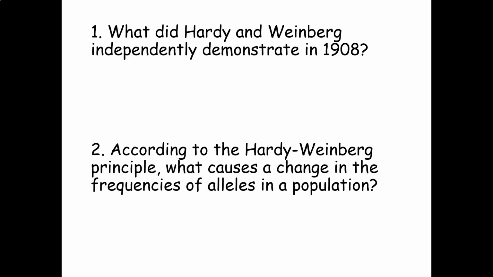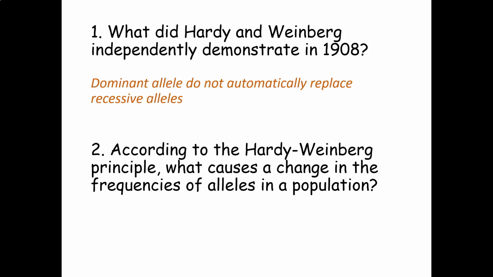So if we take a look at the questions, first and foremost, what did Hardy and Weinberg independently demonstrate in 1809? If we go back to the text, the text tells us that they both independently demonstrated that the dominant alleles do not automatically replace the recessive ones. And this really drives back to the way that sex cells are created and the way that those eggs and those sperm come back together when we make offspring.